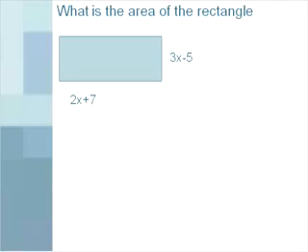All right, let's look at finding the area of a rectangle. You can see that I have here a length of 2x plus 7 and a width of 3x minus 5. So if you remember how to find the area of a rectangle, it's length times width.